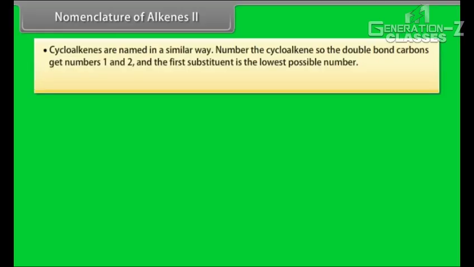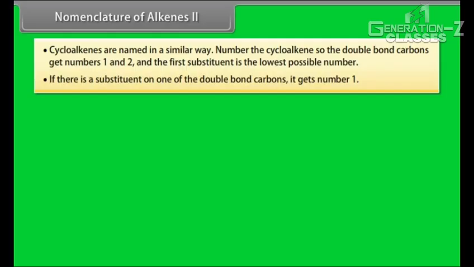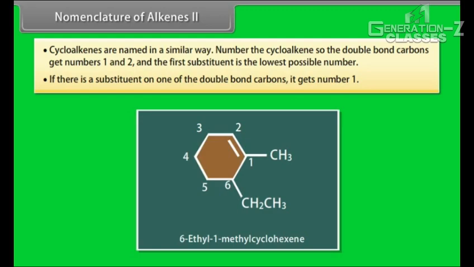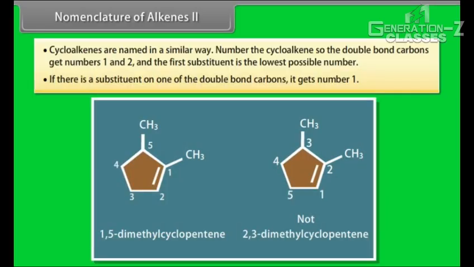Number the cycloalkene, so the double bond carbons get numbers 1 and 2, and the first substituent gets the lowest possible number. If there is a substituent on one of the double bond carbons, it gets number 1. 6-ethyl-1-methyl cyclohexene. Look at this compound. It is named as 1,5-dimethyl cyclopentene and not 2,3-dimethyl cyclopentene.